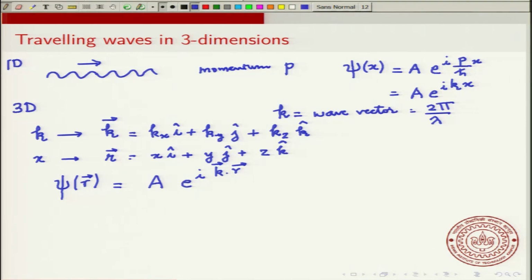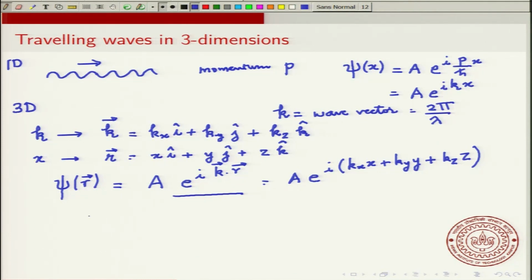So k dot r, that is the same as A e to the i times (k x x plus k y y plus k z z). So this is an equation of a travelling wave in 3 dimensions. I haven't explicitly put time, but you know that you can calculate the momentum.